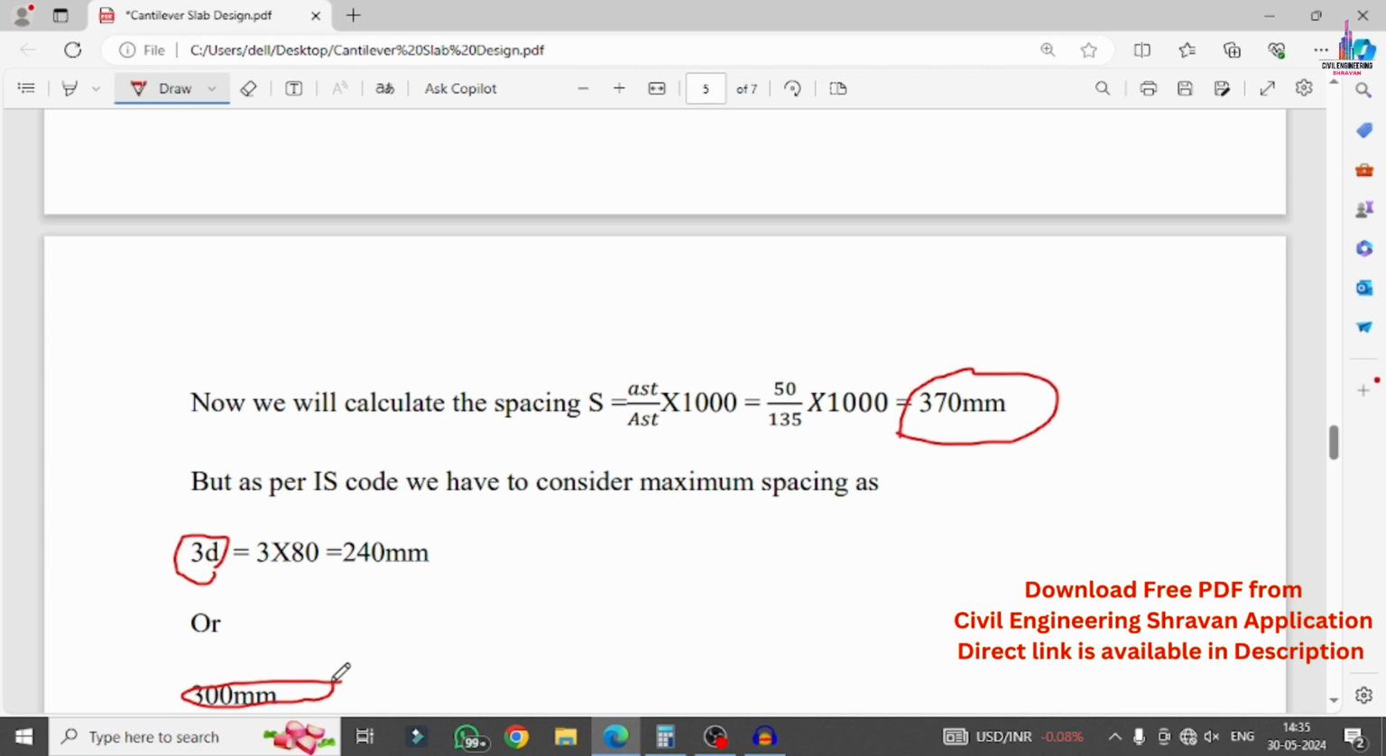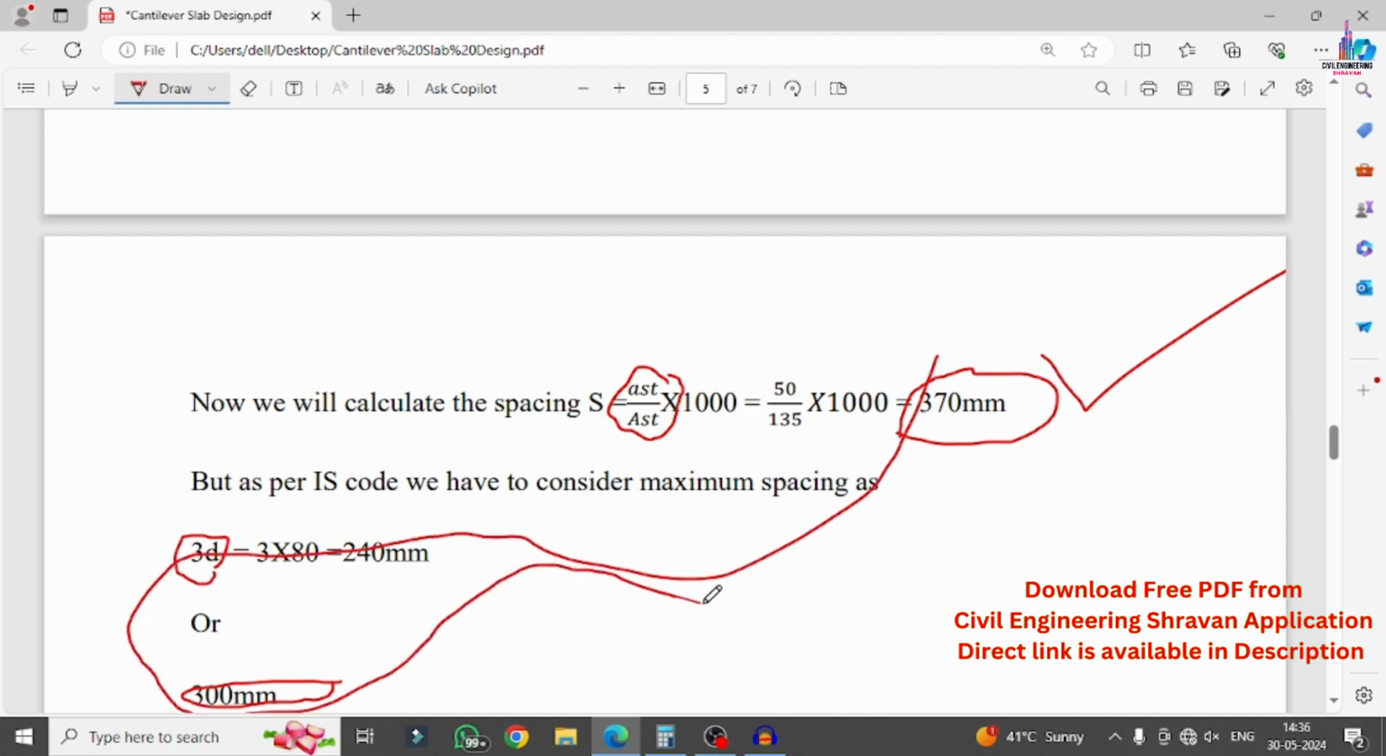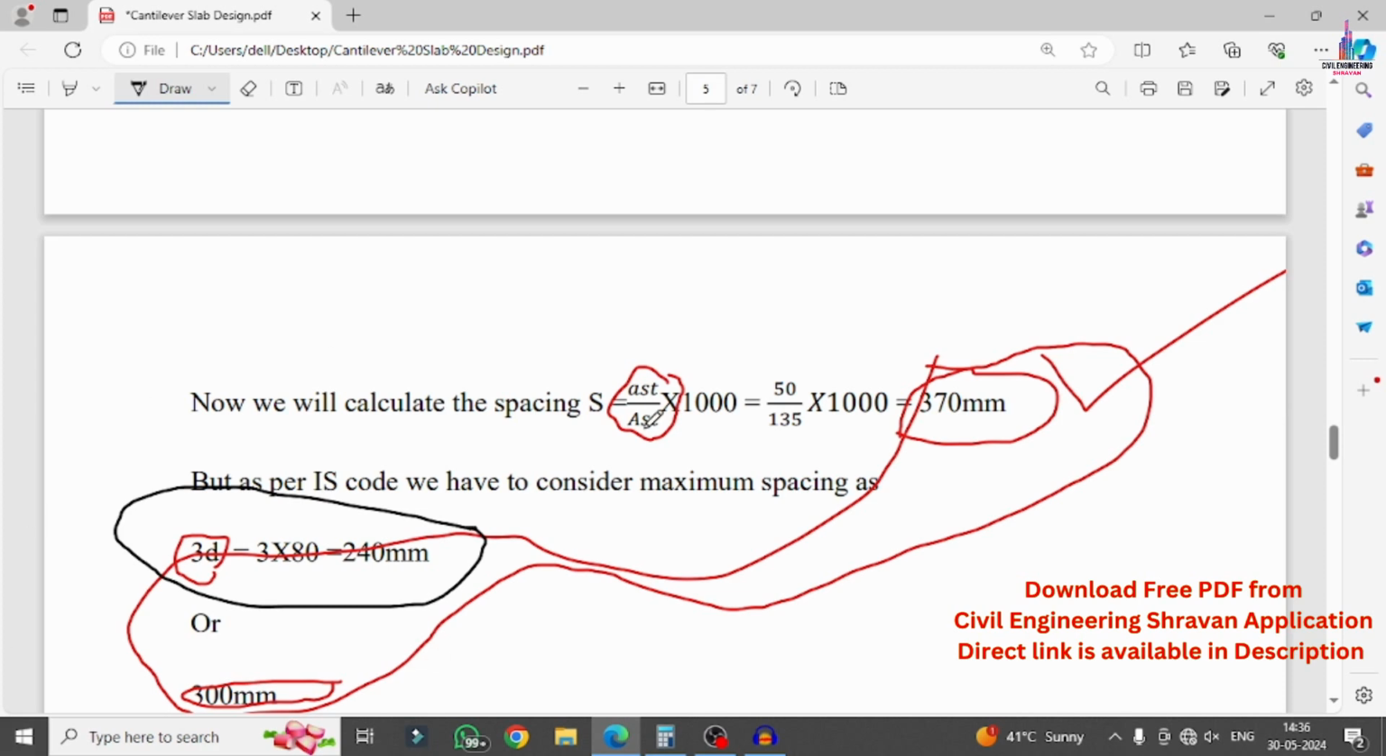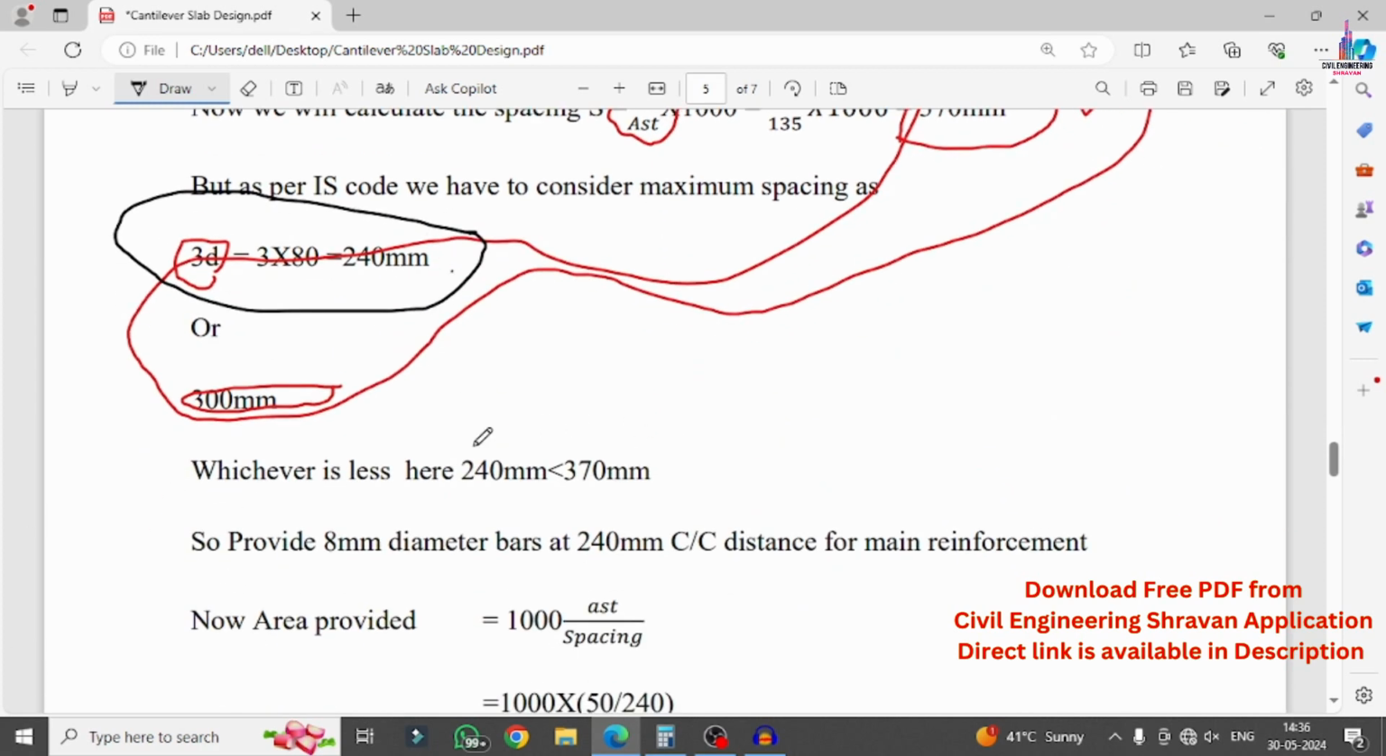But here you can see we calculated the spacing according to small ast and capital Ast, which is obtained as 370. So we have to take these three values into consideration, and depending upon the minimum of these three values we have to choose. In this case the minimum value is approximately 240 mm. That's why we have to consider 240 mm for the Ast spacing. So now we have to provide the 8 mm diameter bar placed at 240 center to center distance for the main steel reinforcement bar.